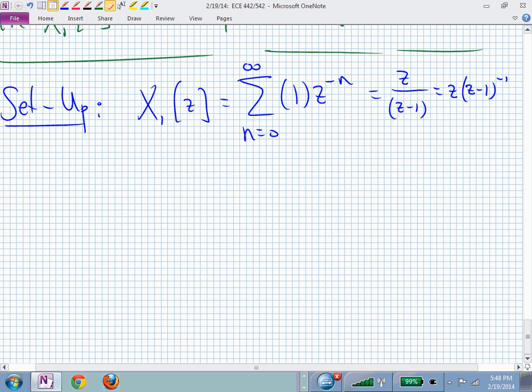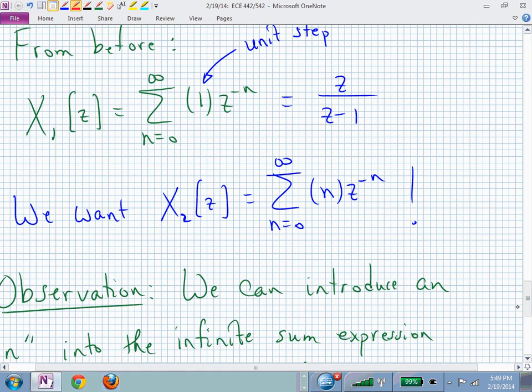Really what I'm saying is, here is what I'll call my left-hand side, and here is my right-hand side. I'm going to differentiate the left-hand side with respect to z, I'm going to differentiate the right-hand side independently with respect to z, and then set them back equal to each other and try to find a formula or an expression for this infinite sum with an n sitting out in front of the z to the minus n. That's the idea. Is that clear?